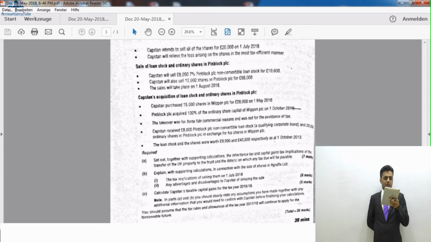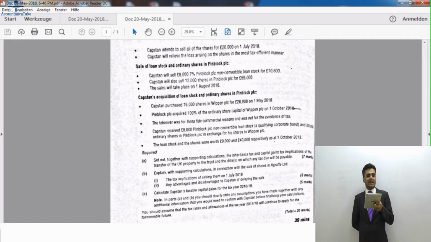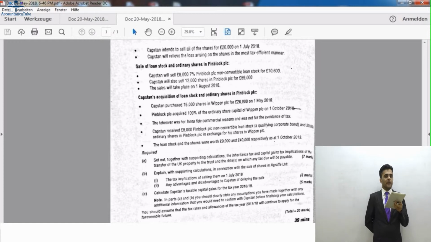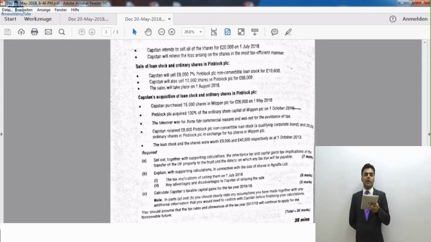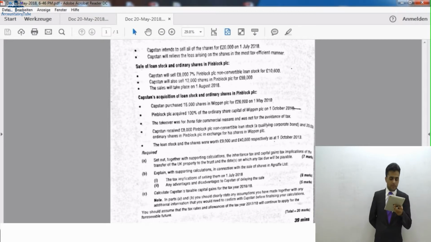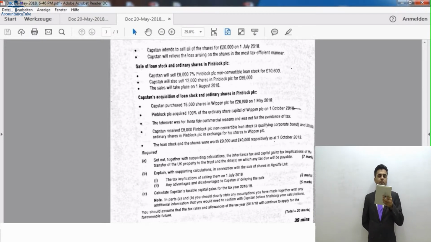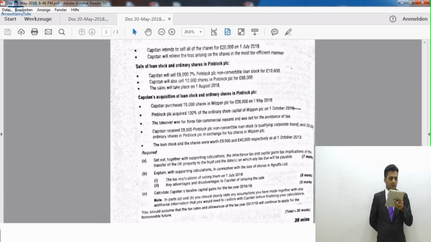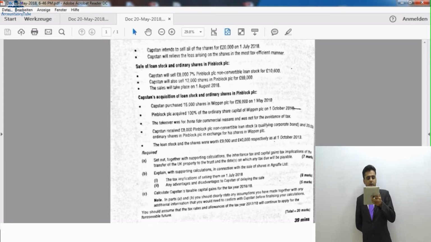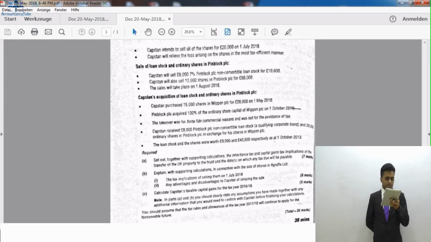Now, assume the tax implications of selling them on 1st of July 2018. So we will sell them on 1st of July 2018. That is the first assumption. And the second is any advantages or disadvantages to Capstan of delaying the sale. If we delay the sale, what would be the consequences? Come to page number 19 of the BPP exam kit, where the question starts. Just look at the last heading of this page, at the bottom of the page: sale of ordinary shares in Agrif Limited.